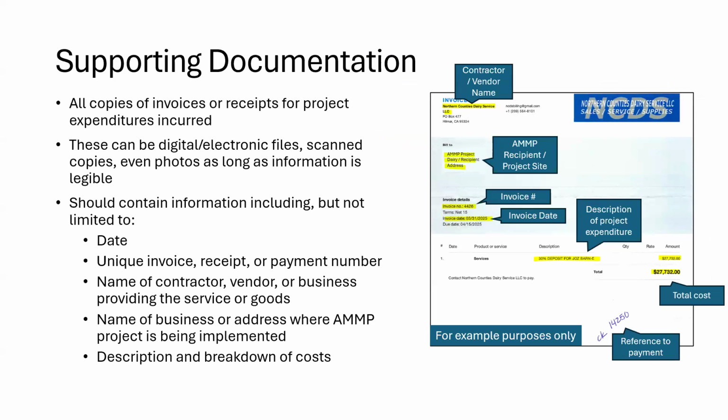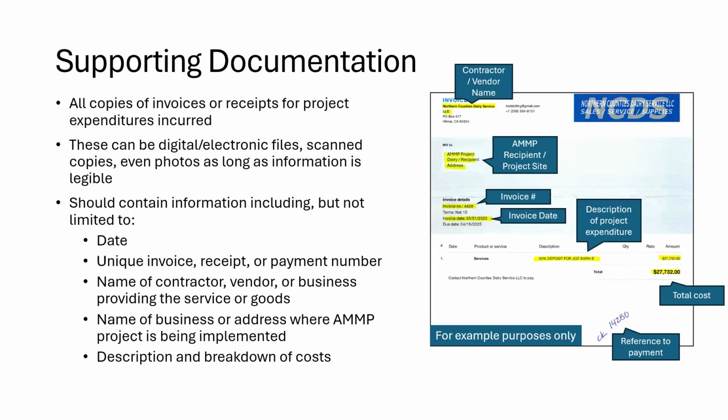And the last part is copies of your financial supporting documentation, such as invoices or receipts for all project expenditures being submitted for reimbursement. These are the documents referenced in the proof of expenditures. They can be digital or electronic files, scanned copies, even photos, as long as the information is legible. If there's just one document or up to a few, these can be provided as individual files or combined as one PDF. If there's a lot of receipts or invoices included in a single reimbursement request, it may be easier to try and combine or group these.